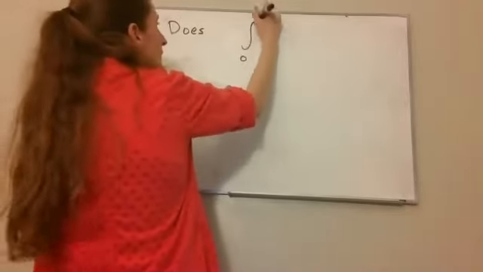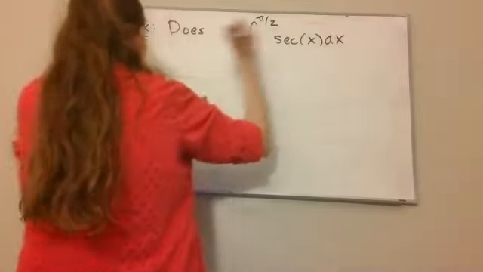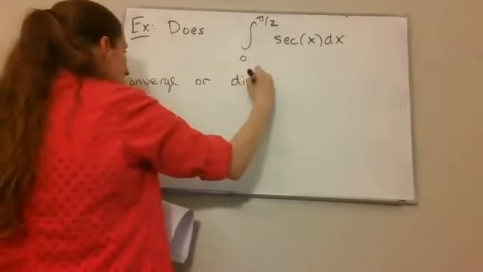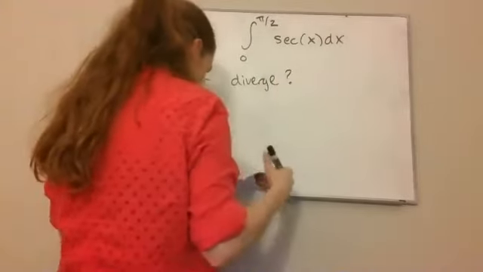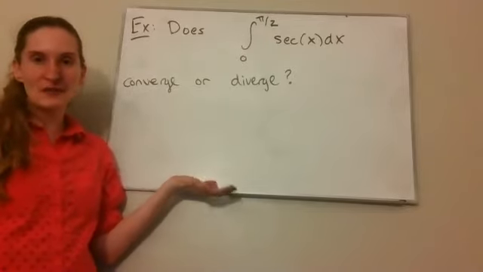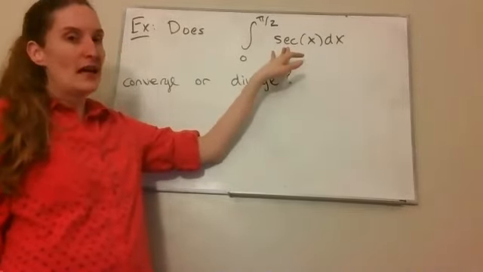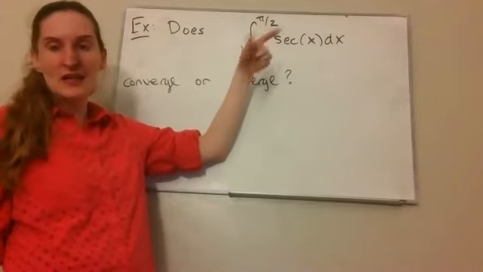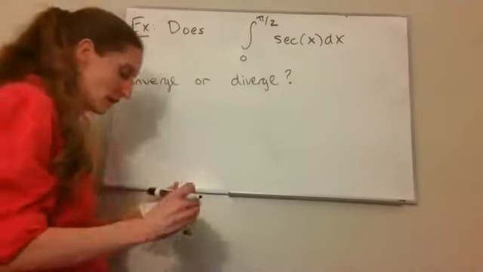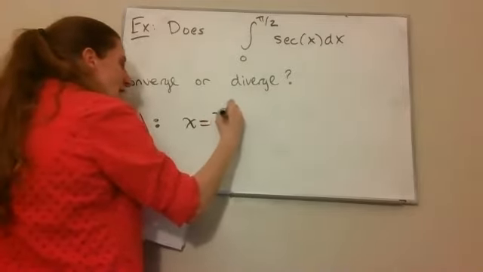Does the integral from 0 to pi over 2 of secant x dx converge or diverge? So at first glance, this looks like it's just a definite integral. I don't have any infinite bounds of integration. But remember, secant is 1 over cosine, and cosine at pi over 2 is equal to 0. So we have a vertical asymptote at x equals pi over 2, where we're dividing by 0.